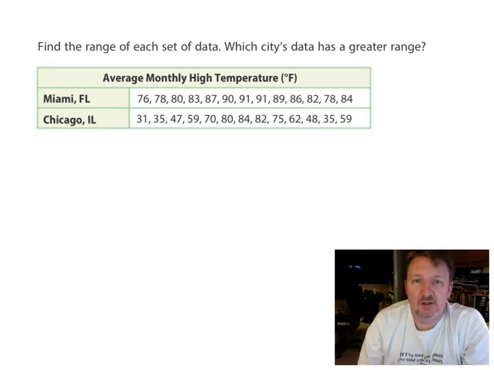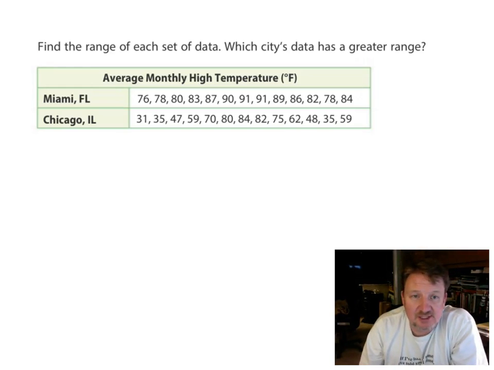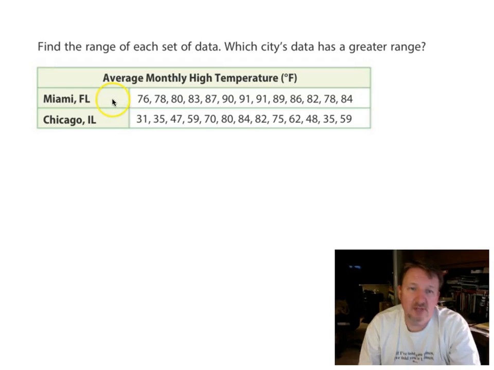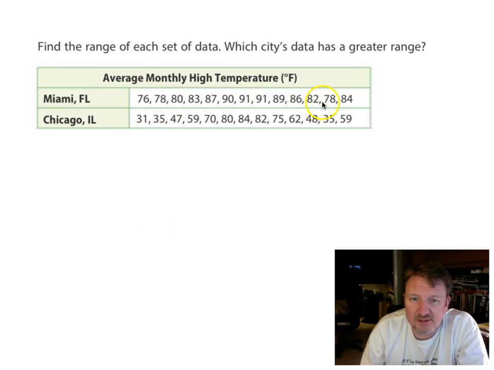Okay, so the last thing is just an example. It says find the range of each set of data. Which city's data has a greater range? We have the average monthly temperature in degrees Fahrenheit. I have Miami, Florida, and Chicago, Illinois. I'm not going to take the time to put all these in order, but I definitely want to find the smallest number. So 76 is smallest.